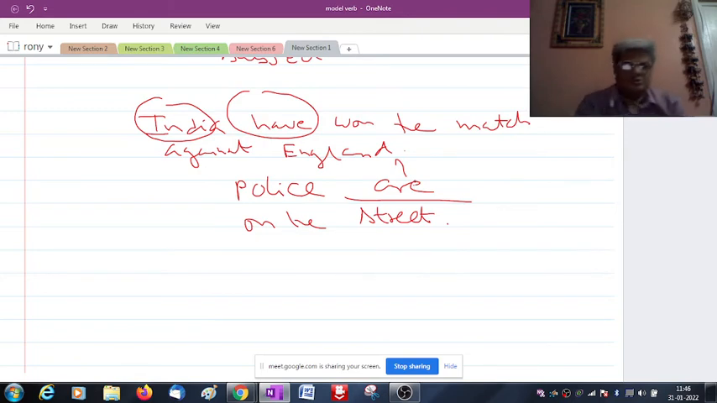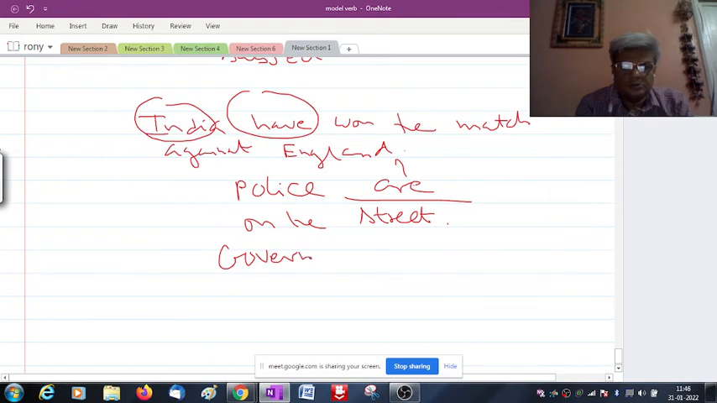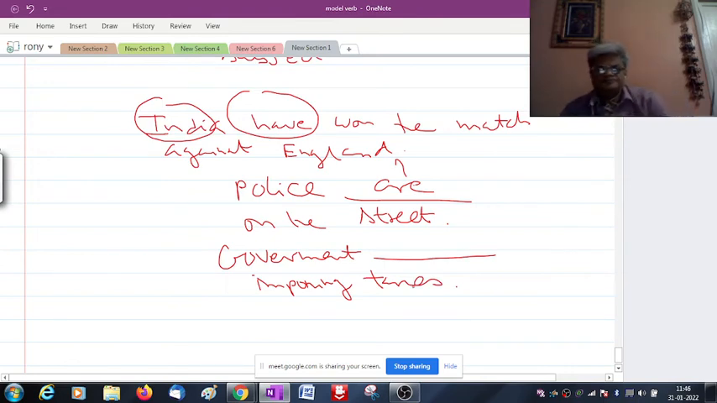Then comes government imposing taxes. Is or are? Sir, is, because government is one. With government we always take singular. Okay.